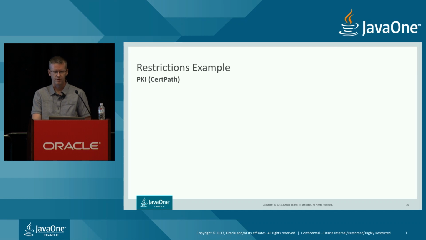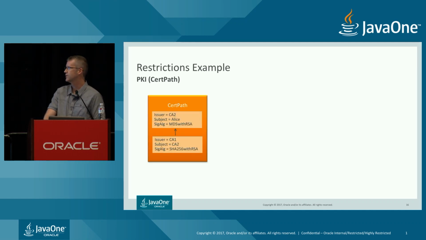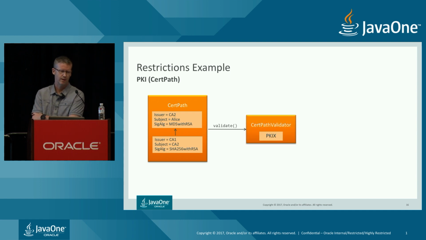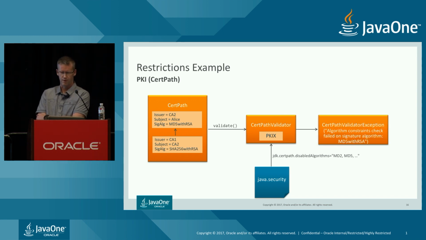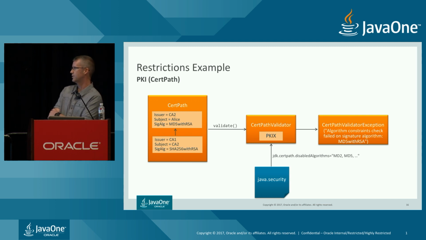And here's just a quick graphical example of how the restrictions would work. Here we have a cert path. It consists of 2 certificates, an end entity certificate issued to Alice and an intermediate CA certificate issued to CA2. The signature algorithm that Alice is using is insecure. So if we pass this cert path object to a PKIX cert path validator's validate method, it will read the Java security file, read the jdk.certpath.disabledAlgorithms property, see that MD5 is in the value, and basically throw a CertPathValidatorException with that message.